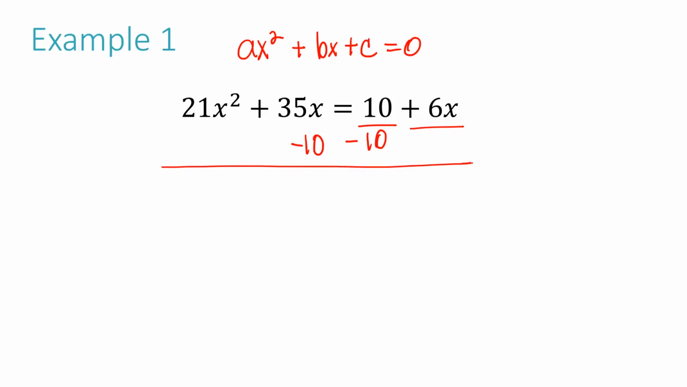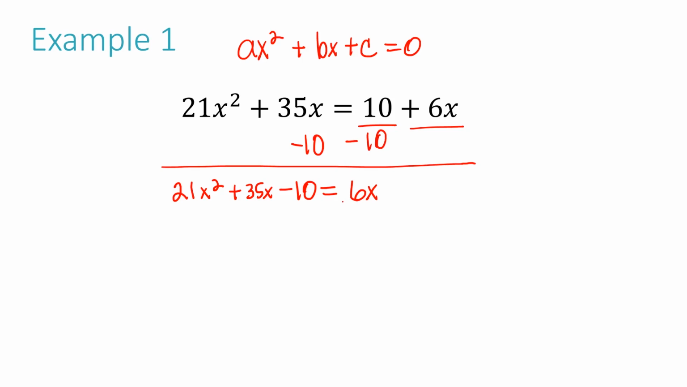I like to draw a line to clarify that we're getting an answer. So I have 21x squared plus 35x minus 10 equals 6x. I don't need to write the plus sign in front of the 6x anymore because it just represents that it's a positive value now. The adding 6x just means you're dealing with a positive 6x now.